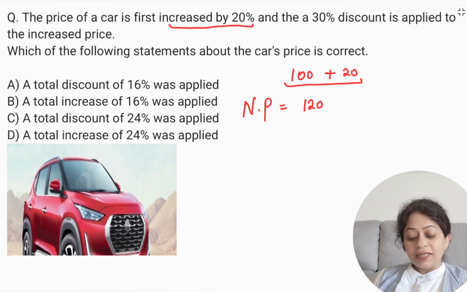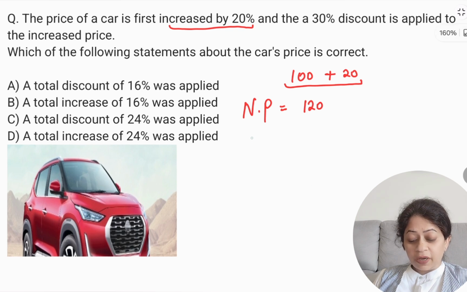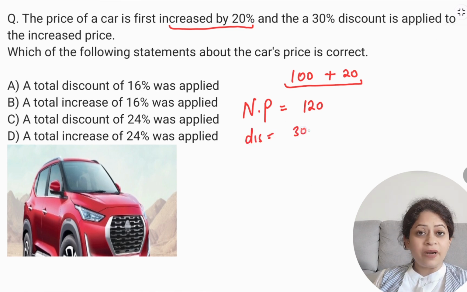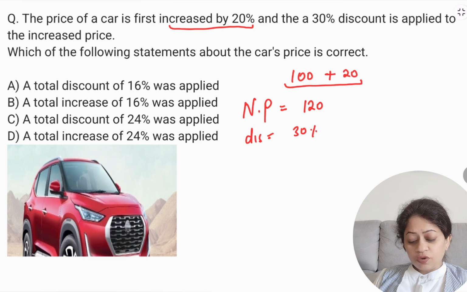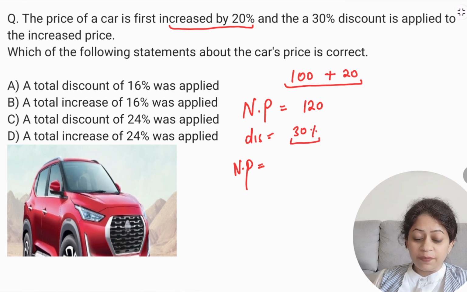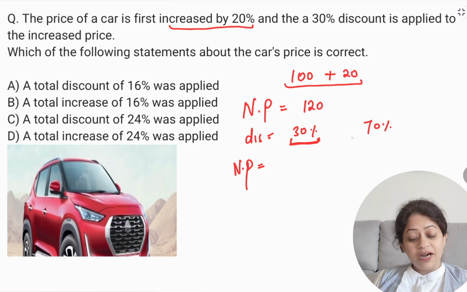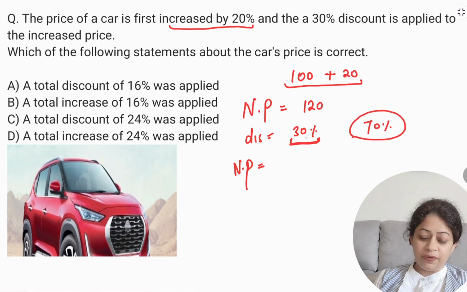Then they say a 30% discount is applied to the increased price. So now they are giving a discount on this price. 30% of this price they are giving as discount, right? So what will be the new price? In this case, when the discount is 30%, the new price will be 70%. You can say that, okay? Because the total is 100%. Out of that, 30% is discount. So the new price will be 100 minus 30%, that is 70%, right?